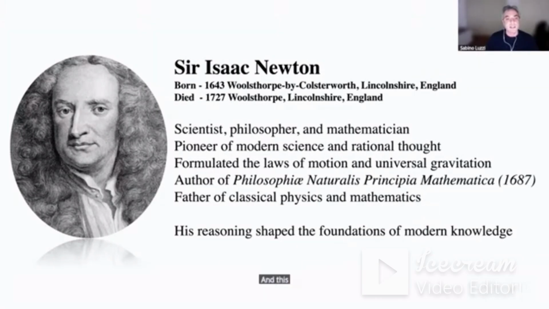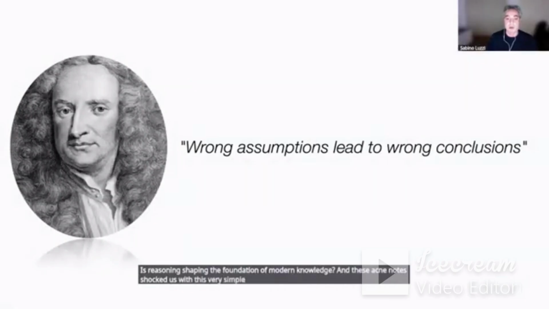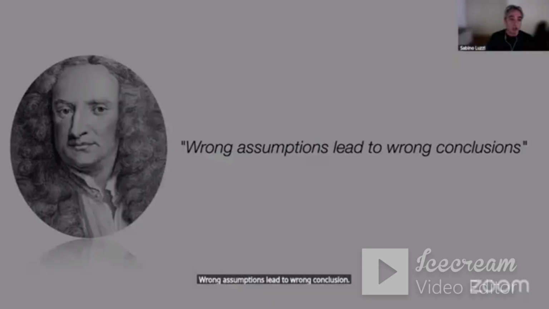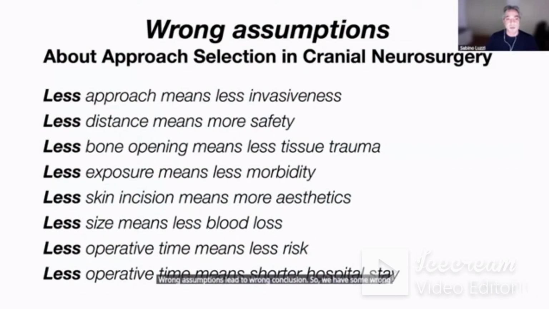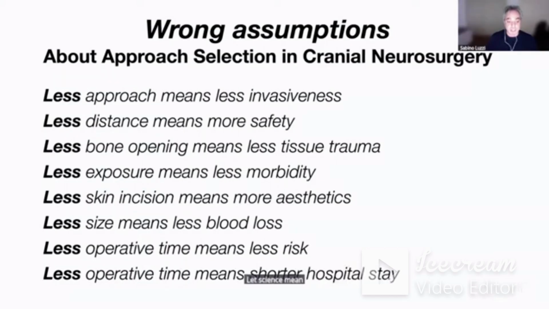And this is a sentence from Isaac Newton. It was his reasoning that shaped the foundation of modern knowledge. And Isaac Newton shocked us with this very simple concept, according to which wrong assumptions lead to wrong conclusions. So we have some wrong assumptions about approach selection in cranial neurosurgery. Less approach means less invasiveness, less distance, less bone opening, less exposure, less skin incision. Less size means less blood loss, less operative time.